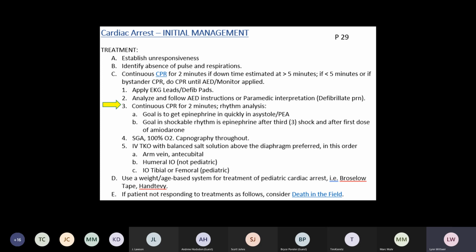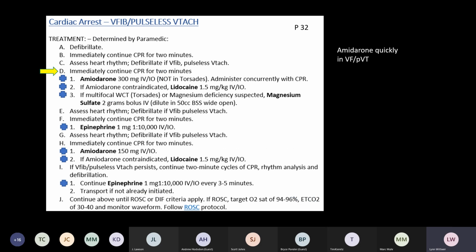And although it's not written down, the same rule is: if you can't find an antecubital vein, if you can't find adequate venous access above the diaphragm, then go directly to the humeral IO, and I would say within 1 or 2 minutes of attempting to find the IV. You can always go back and add another IV if you get ROSC or you get obvious venous access. Use a weight-based system for treatment of pediatric cardiac arrest, and that's our Broselow-type tapes or the Handtevy guidelines.